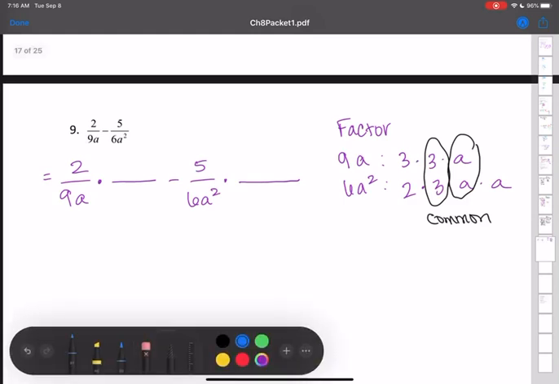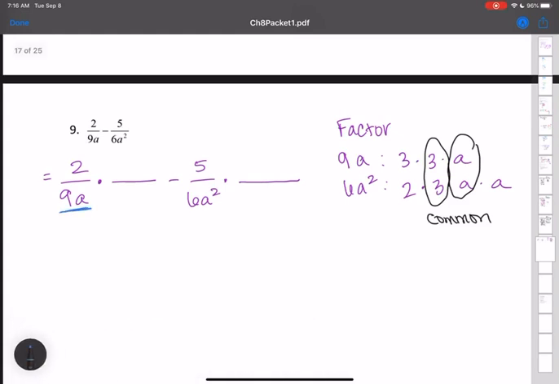So now I went ahead and rewrote it with some space. So I look at the 9a and I go to the opposite one, which is 6a squared. I look for the missing factors, which are 2a. I multiply the top and the bottom by 2a. I go to my second set. I have 6a squared. So I look at the other one and I can see I'm just missing that 3. So I multiply by 3 over 3.